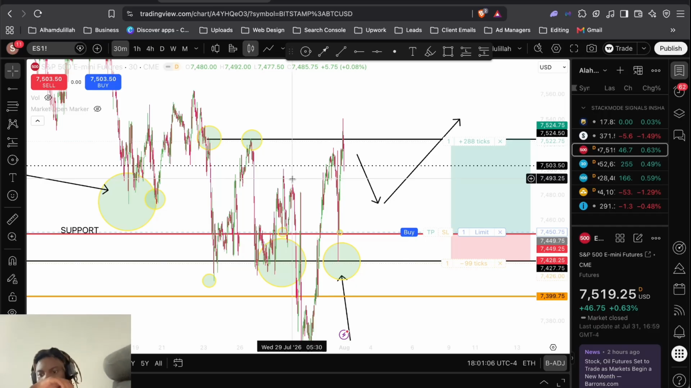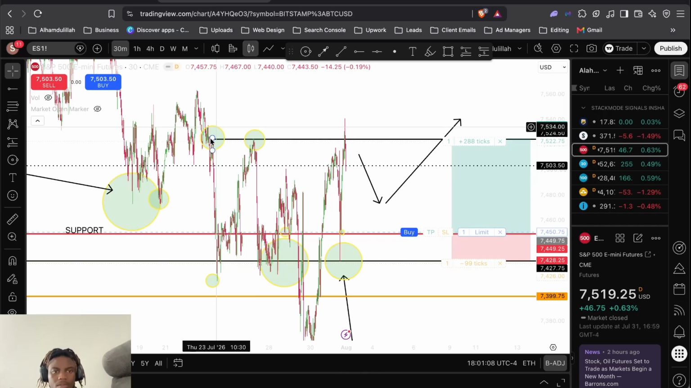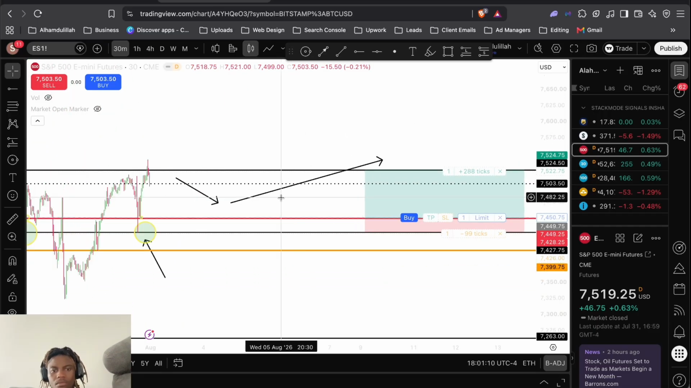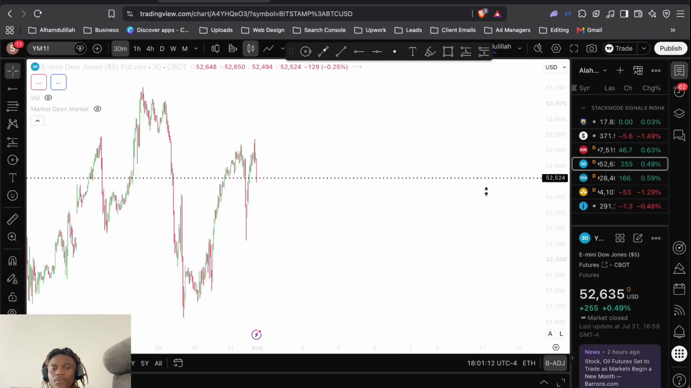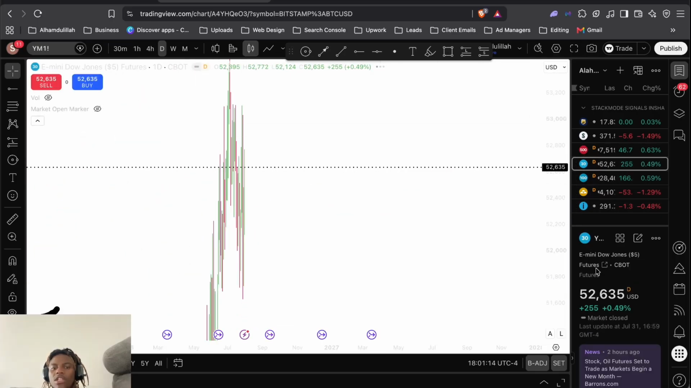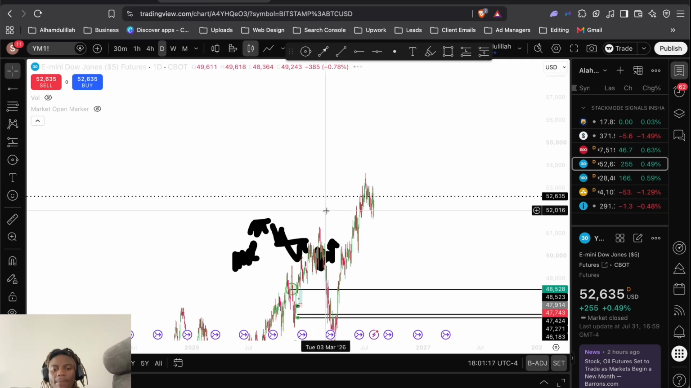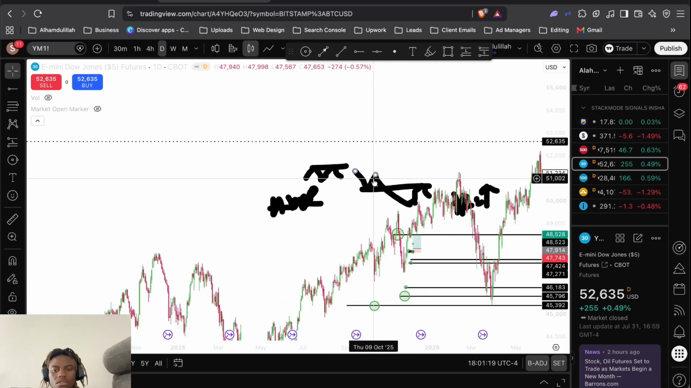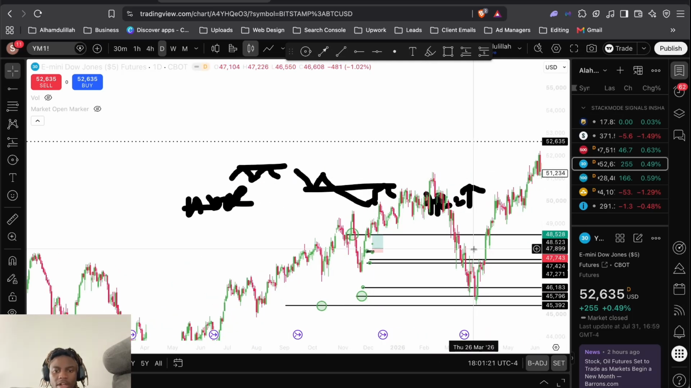So yeah, okay. Here we're going to go over NQ, and we're going to start from top to bottom. This is where we're going to go ahead and start.